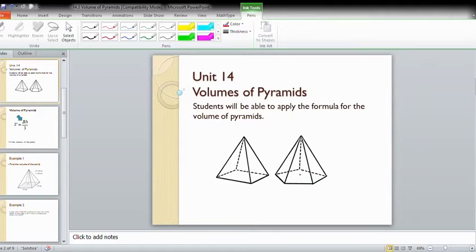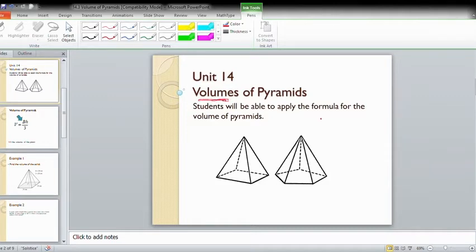So this would be a pentagonal pyramid, and this would be a rectangular or quadrilateral pyramid, since we don't know if it's a square or a rectangle. And so today we're going to talk about finding the volume of a pyramid. So we'll figure out what that formula is, and then we will apply it and see how we're doing.